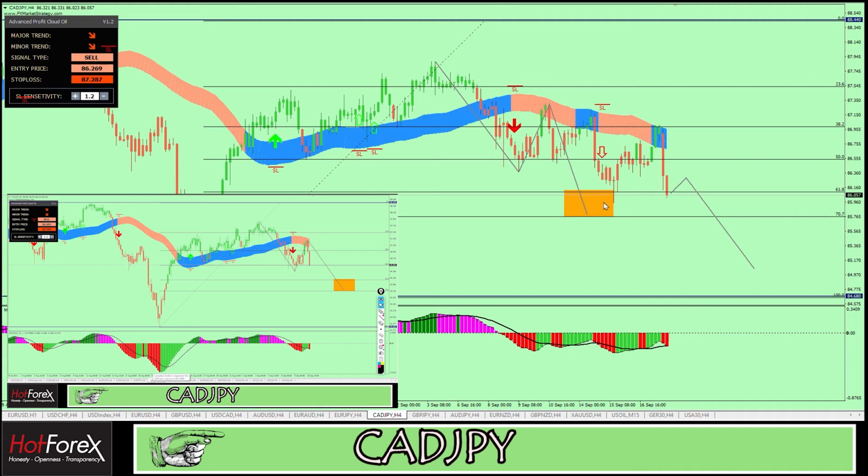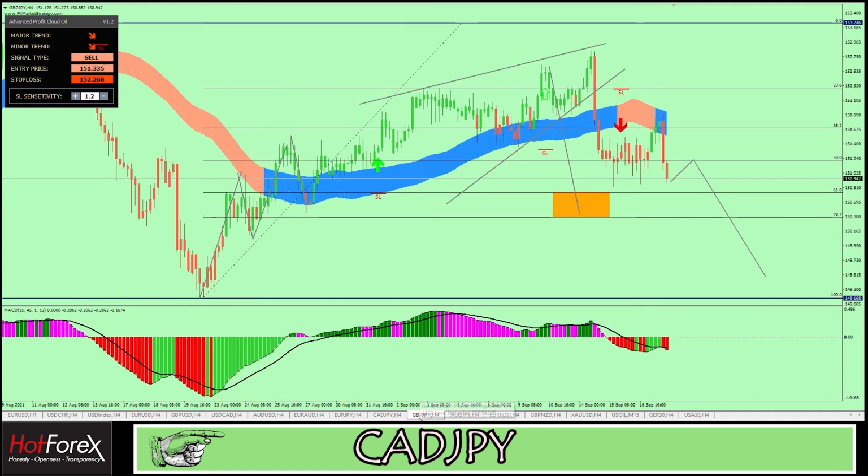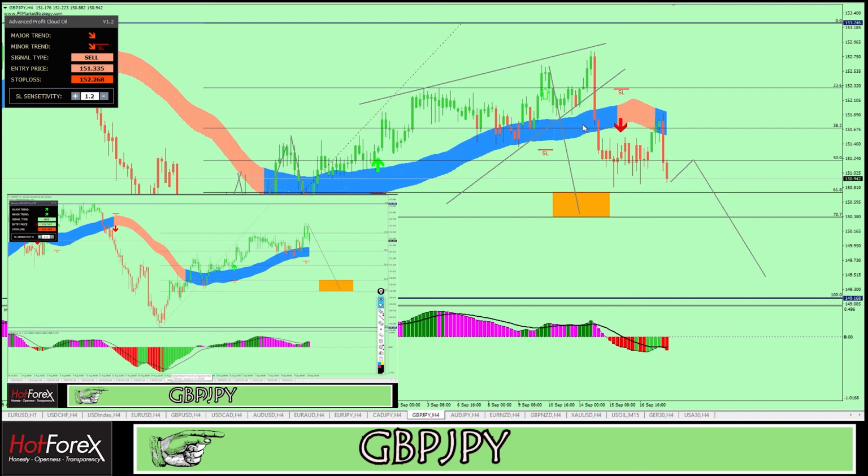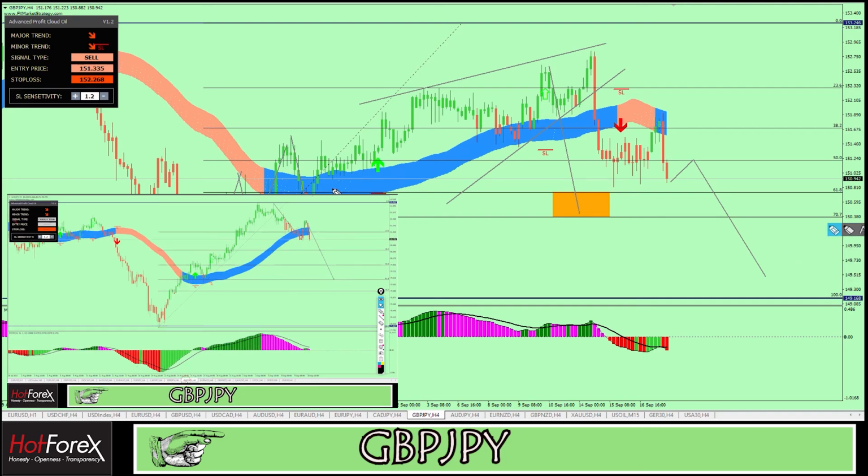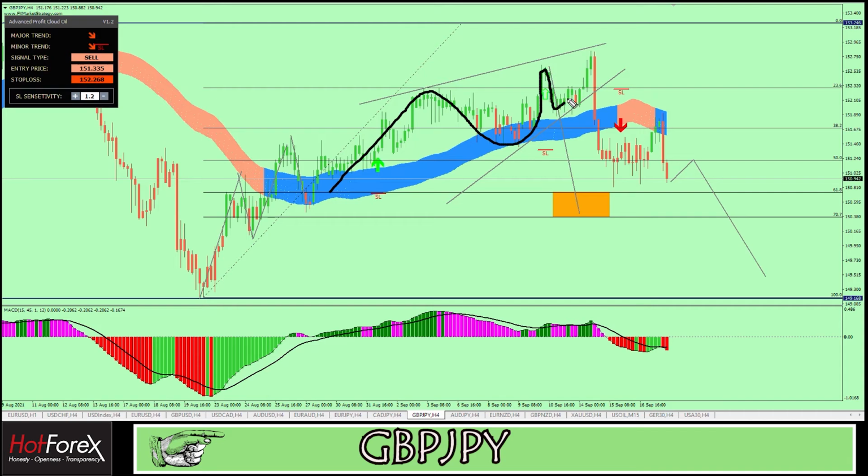Canadian Japanese yen, we got the target twice right here and right there, so that was really nice. Pound Japanese yen didn't reach the target, but we were bearish. We discussed this rise in wage, and we said the rise in wage basically has a very weak trend, and every time it will break to the downside with strong momentum.